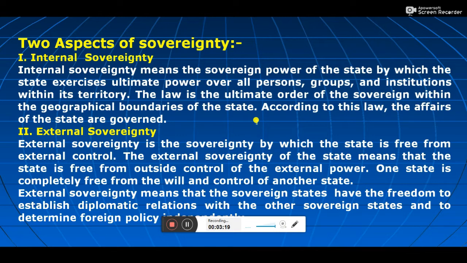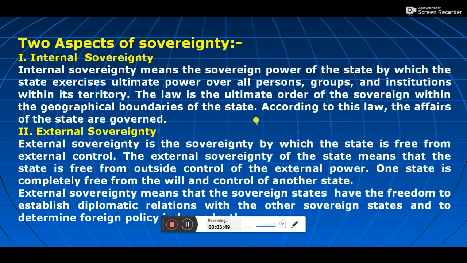Internal sovereignty means the sovereign power of the state by which the state exercises ultimate power over all persons, groups and institutions within its territory. The law is the ultimate order of the sovereign within the geographical boundaries of the state. According to this law, the affairs of the state are governed.